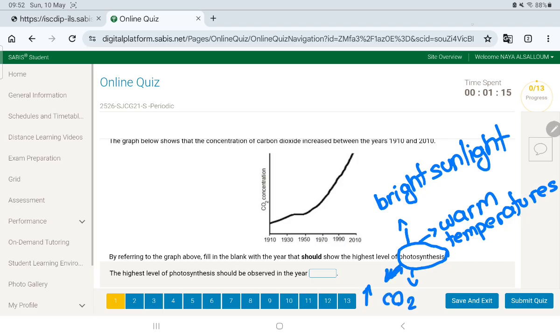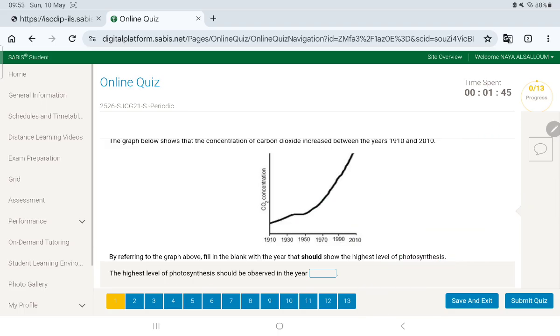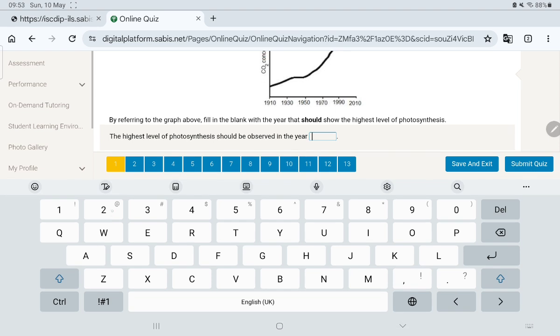So let's see here. Carbon dioxide kept increasing between the years 1910 and 2010. We can see that in the year 2010, it has the highest amount of carbon dioxide, right? And when there is a high amount of carbon dioxide, there is also a high amount of photosynthesis. So the highest level of photosynthesis would be the highest level of carbon dioxide, which is the year 2010.